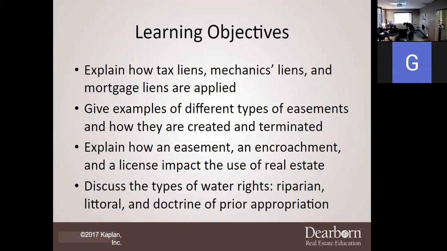We further will explain how tax liens, mechanics liens, and mortgage liens are applied. And we will give examples of each type of easement and how they are created, determined, and terminated. We will also explain further how an easement, an encroachment, and a license will impact the use of real estate, and discuss the different types of water rights, which are called riparian, littoral, and the doctrine of prior appropriation.